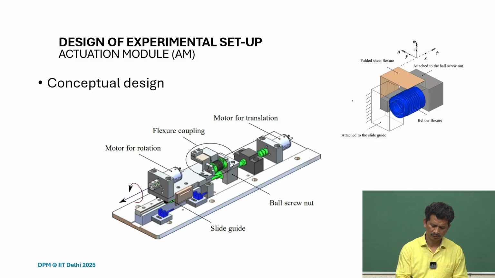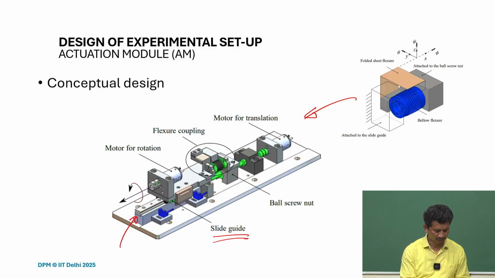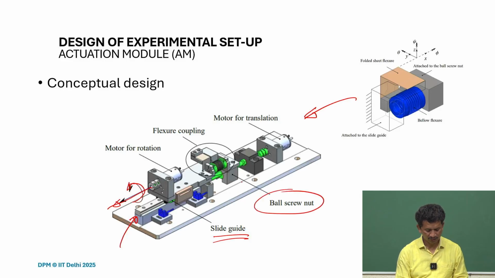So we got this, and then the concept we try to put in the CAD and then develop the entire setup. So it's the actuation module. What you can see is the guide, slide guide you have. So here the instrument will be mounted, and it can be translated and rotated, and it's stacked in a way, and you can see the ball screw nut here is mounted through these bellow flexures, and there will be this folded sheet flexures, so to transfer the motion.